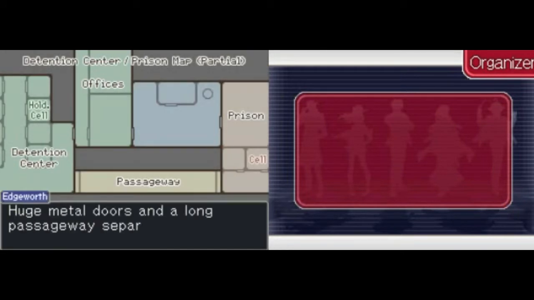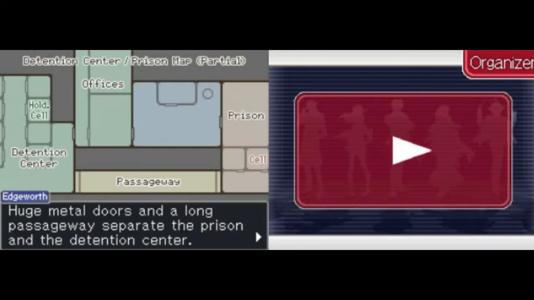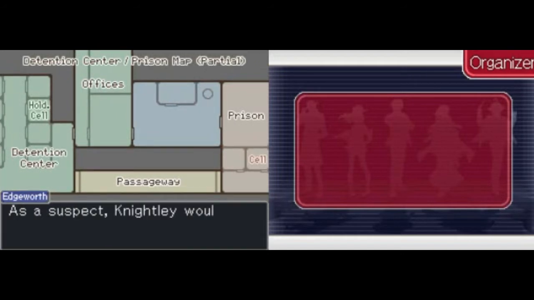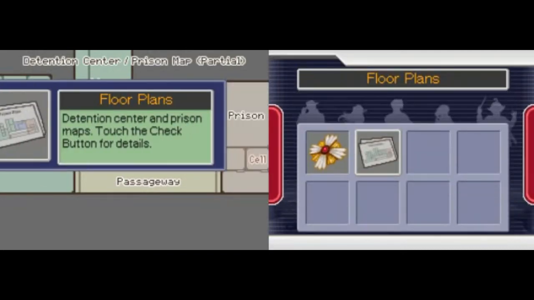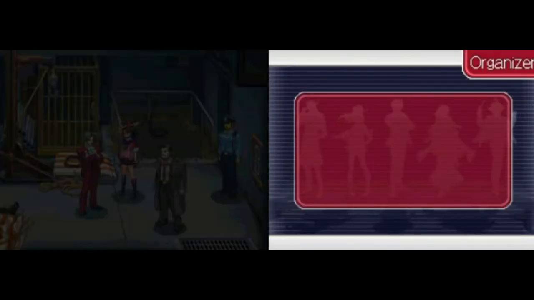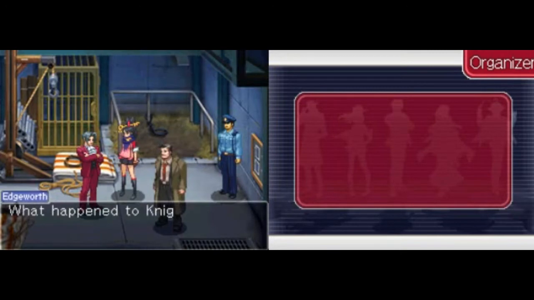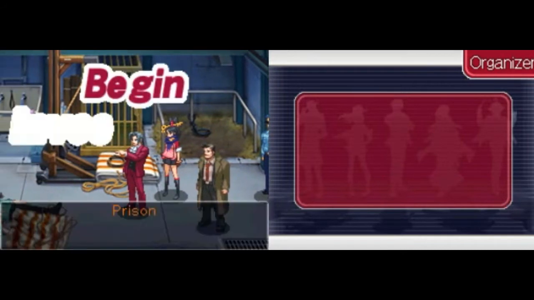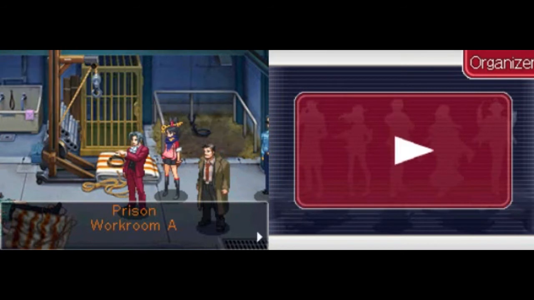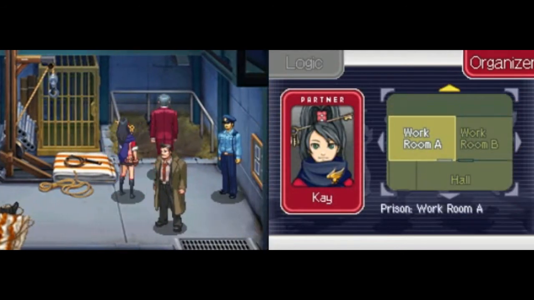Huge metal doors and a long passageway separate the prison and the detention center. As a suspect, Knightley wouldn't have been able to pass through. Floor plan is jotted in my organizer. What happened to Knightley? In order to solve this mystery, we must first investigate the crime scene.